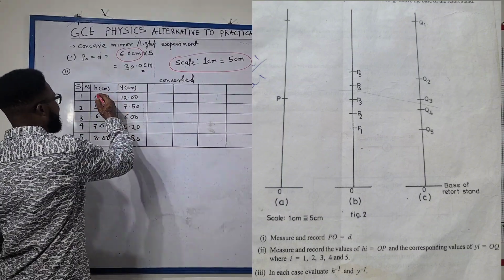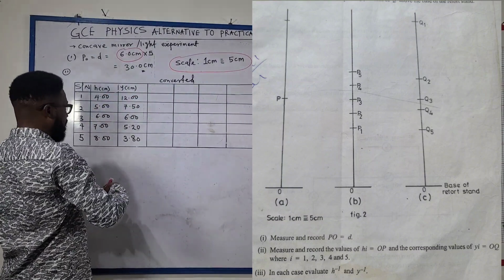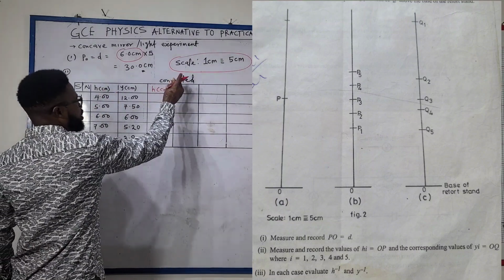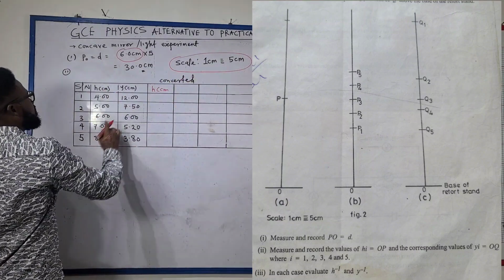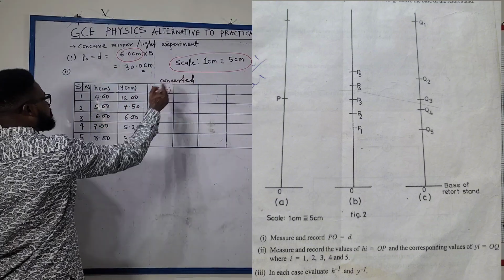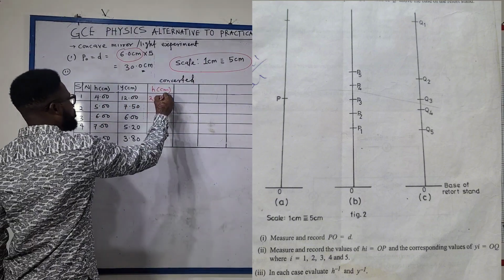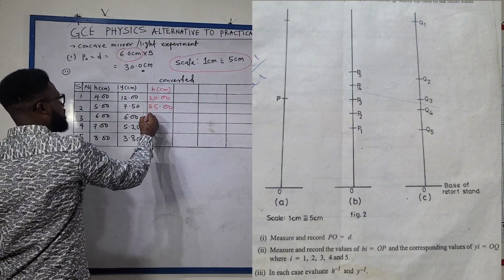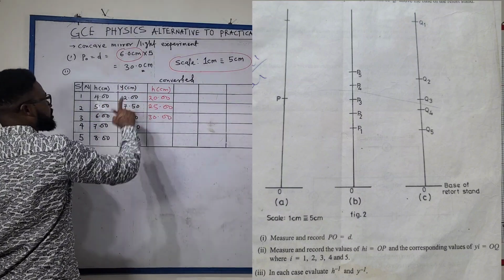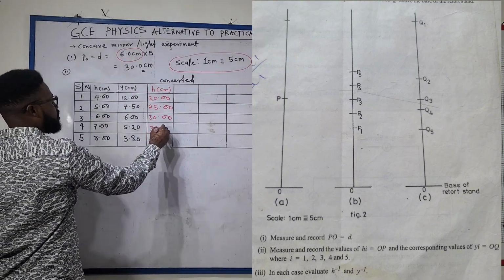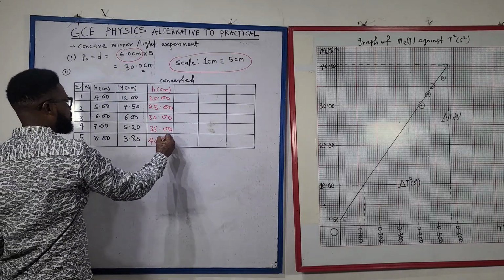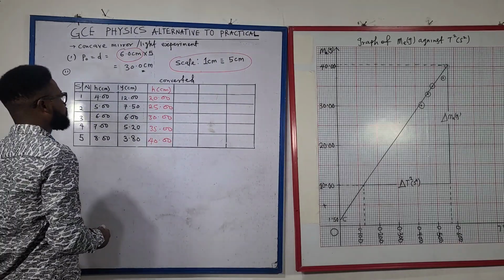So for my H now, this is the converted version of those figures. That's why I'm putting converted here. For my H, that's going to mean 4 times 5, that's 20.00. 5 times 5, that will mean 25.00. 6 times 5, 30.00. 7 times 5, 35.00. 8 times 5, 40.00.